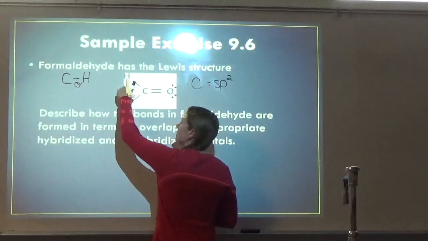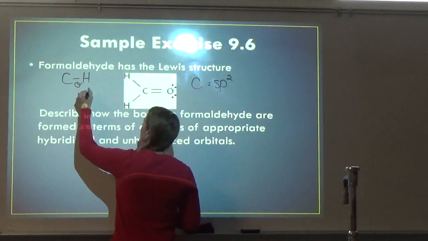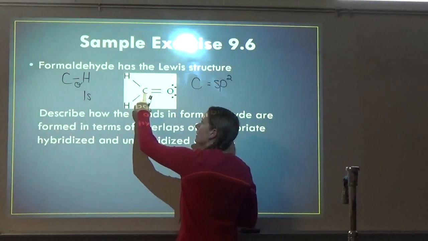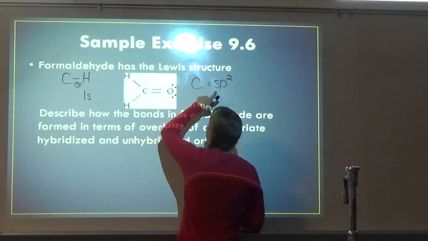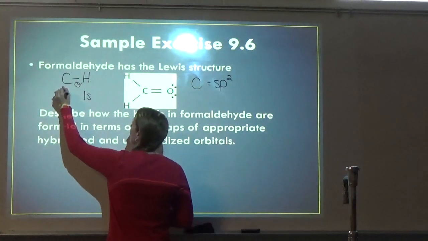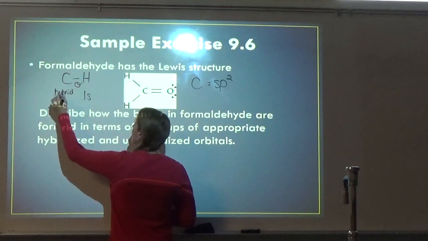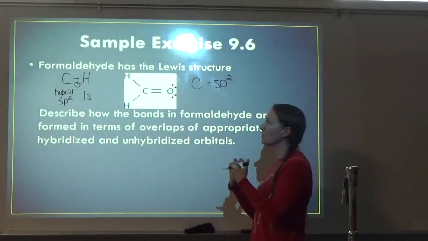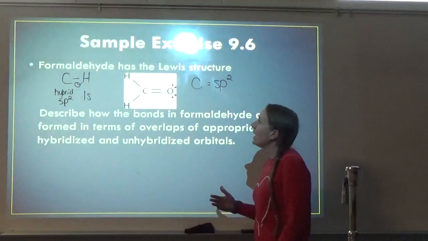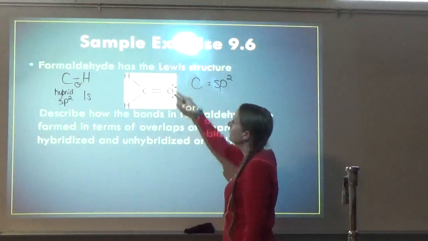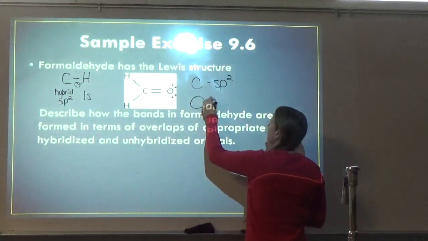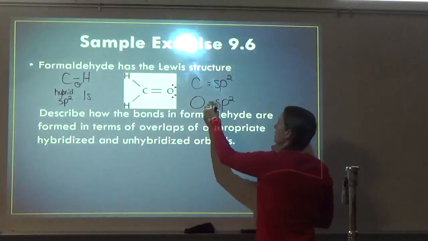I know that it's being formed by the 1s orbital of H, and it's being formed with a hybridized sp2 orbital for C. So it's a hybrid sp2 orbital with the C. That's what's overlapping. And then over here for O, again, I can see three domains. So O also has sp2 hybridization around itself.